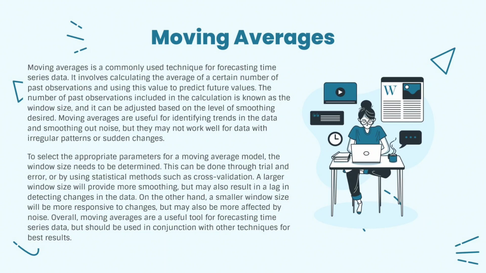To select the appropriate parameters for a moving average model, the window size needs to be determined. This can be done through trial and error, or by using statistical methods such as cross-validation. A larger window size will provide more smoothing, but may also result in a lag in detecting changes in the data. On the other hand, a smaller window size will be more responsive to changes, but may also be more affected by noise. Overall, moving averages are a useful tool for forecasting time series data, but should be used in conjunction with other techniques for best results.